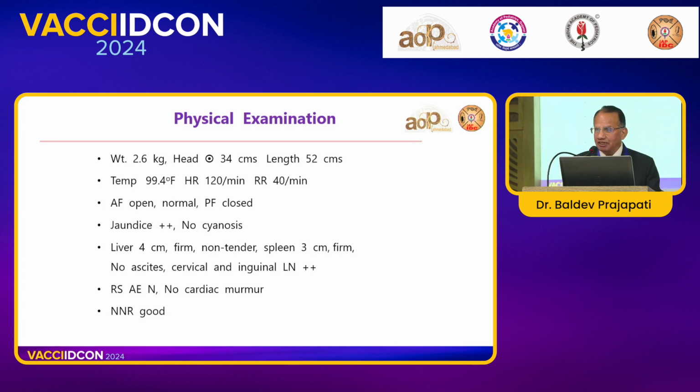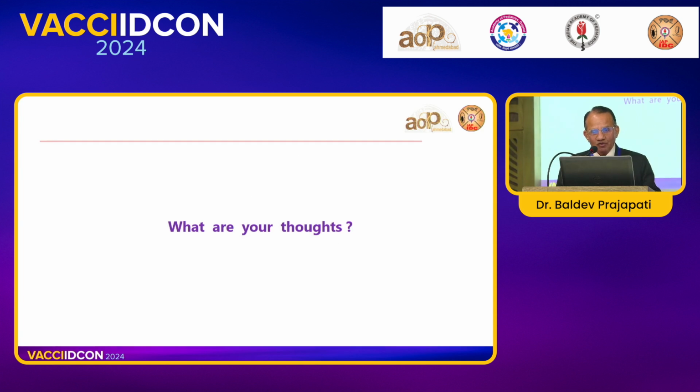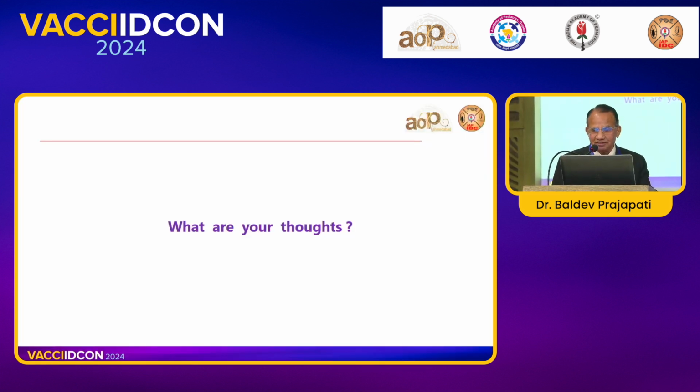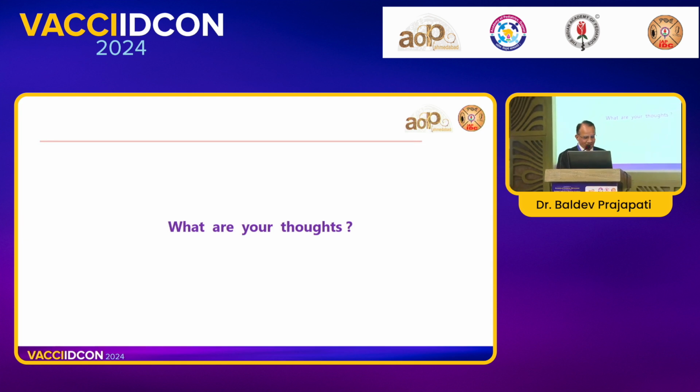Cervical and inguinal lymph nodes were palpable. Respiratory system, no findings. There was no cardiac murmur. Neurologically, child was having good activity. I would like to ask Dr. Ramesh, what will be your thought process in this type of scenario?